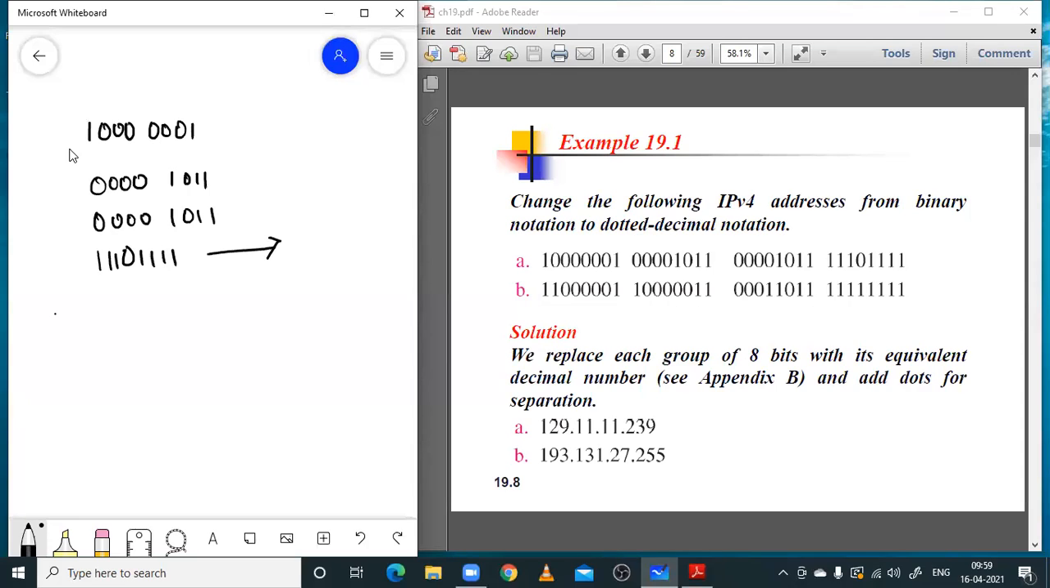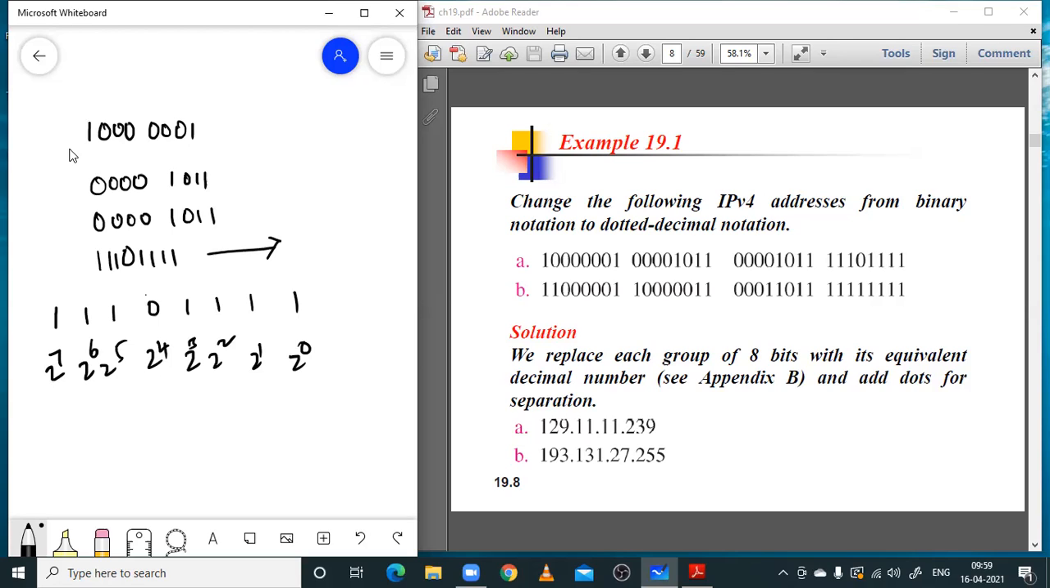So how to know the values here? We will be writing in powers of 2: 1, 1, 1, 0, 1, 1, 1, 1. We are discussing the fourth one. That is 2 power 0 here, 2 power 1 here, 2 power 2 here, 2 power 3 here, 2 power 4, 2 power 5, 2 power 6, 2 power 7.